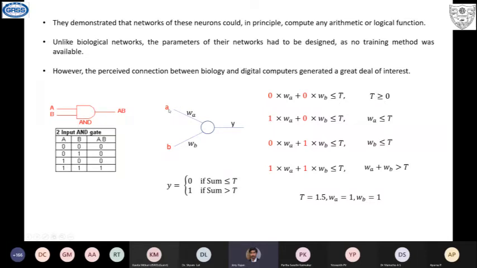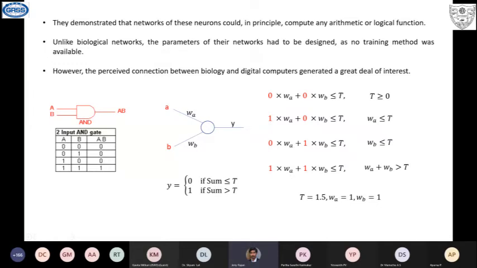When A is equal to 1 and B is equal to 0, in this case also the neuron should not fire. If you look at this equation, we get WA should be less than T, because 1 into WA is WA plus 0. And when A is equal to 0 and B is equal to 1, in this case also the neuron should not fire. So WB should be less than T. When both A and B are 1, the neuron should fire. That means WA plus WB should be greater than T.